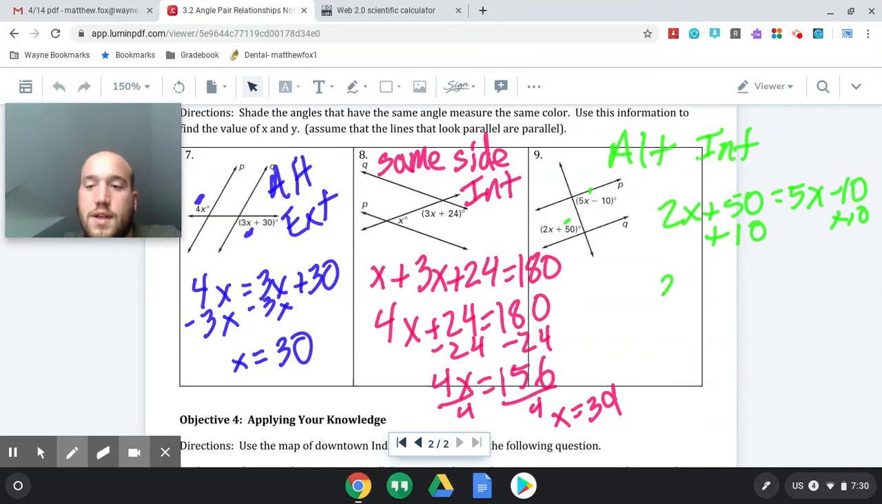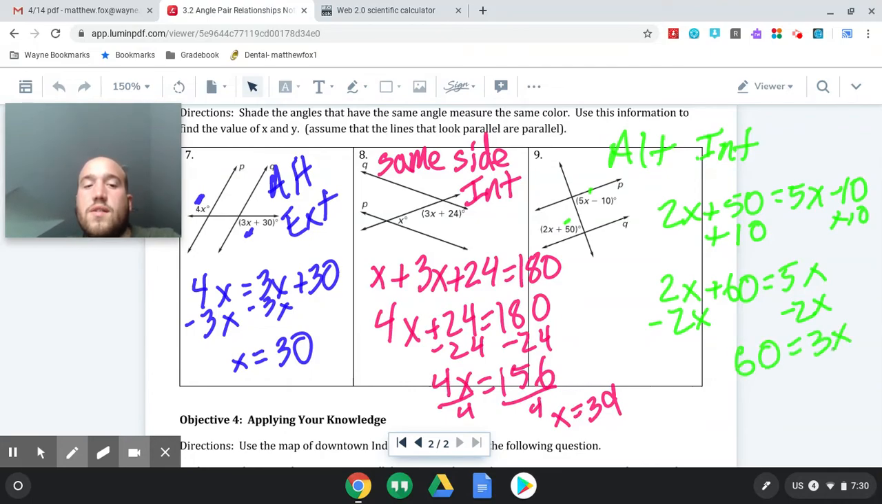And we'll get 2x plus 60 equals 5x. Subtract the 2x, and we get 60 equals 3x, and then from there it's simple. Just divide by 3, and you get x equals 20.